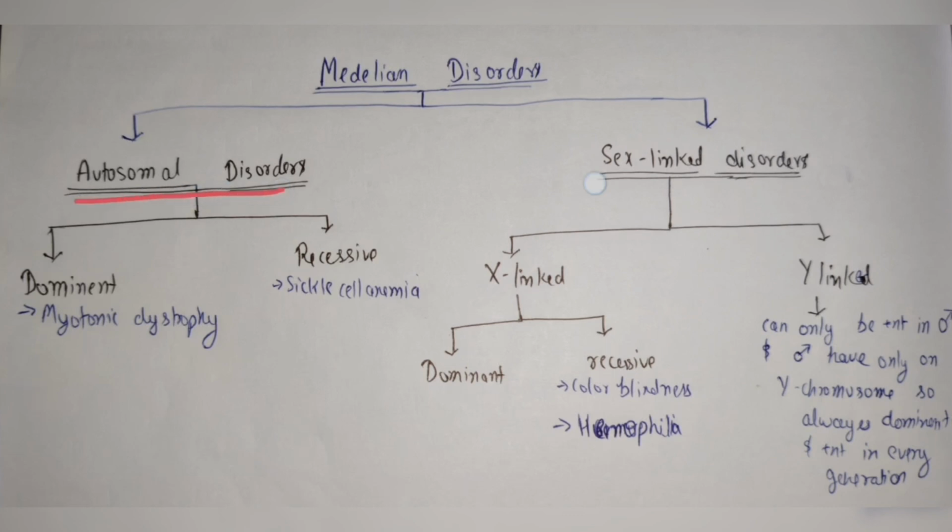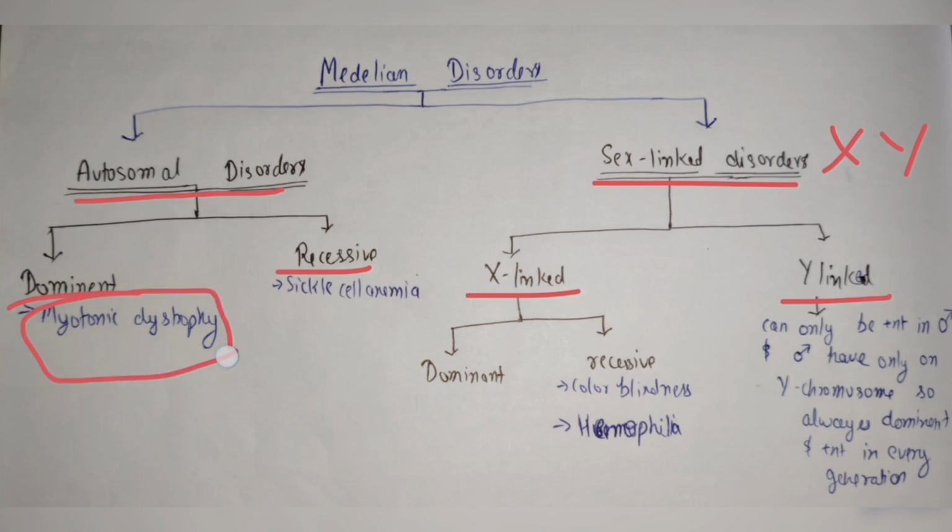So Mendelian disorders could be of two types. One is autosomal disorders and the second is sex-linked disorders. Sex-linked disorders could be linked with either the X chromosome or the Y chromosome. So X-linked and Y-linked are two types, while autosomal disorders may be dominant or recessive. Dominant example: myotonic dystrophy is a dominant autosomal disorder, and an autosomal recessive disorder example is sickle cell anemia.